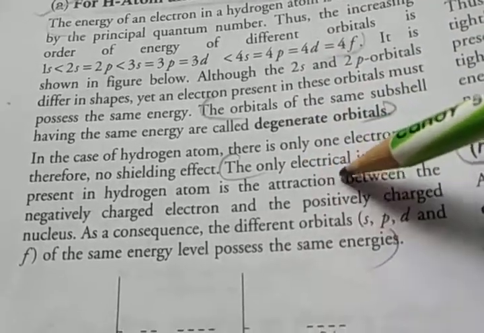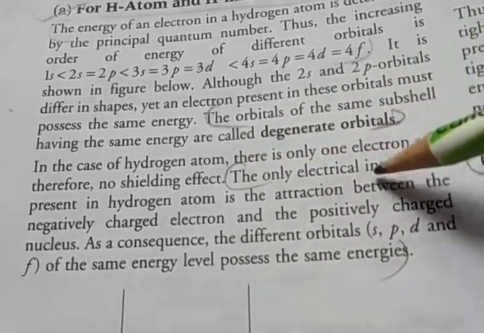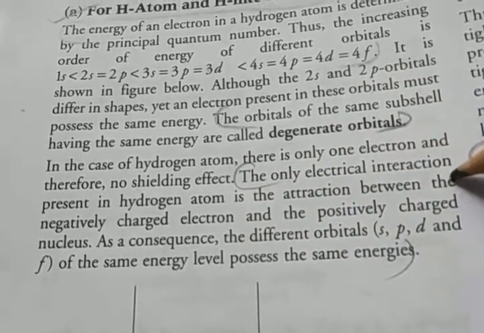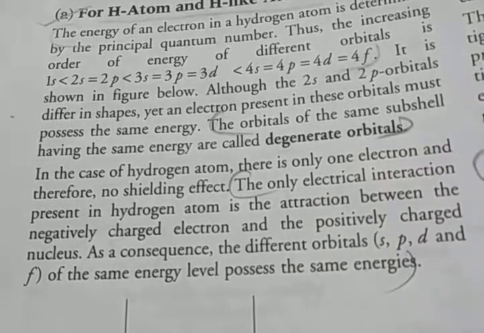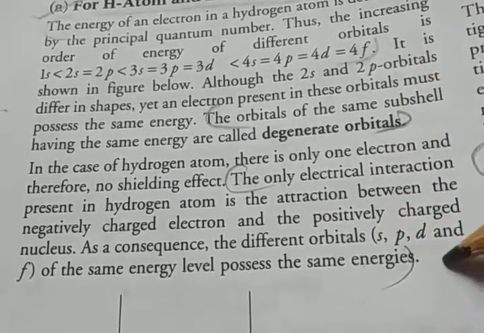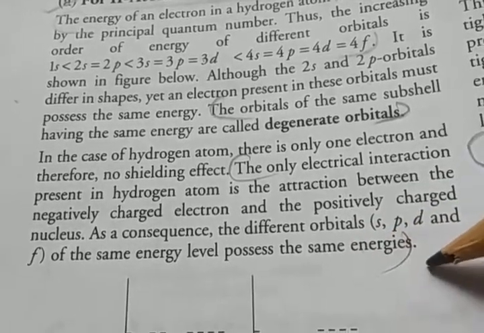In the case of the hydrogen atom, there is only one electron, so there is no shielding effect. The only electrical interaction present in the hydrogen atom is the attraction between the negatively charged electron and the positively charged nucleus. So different orbitals s, p, d and f of the same energy level possess the same energy.